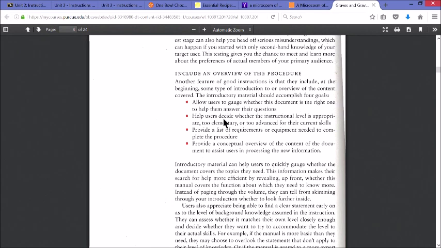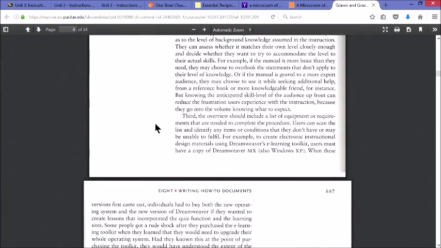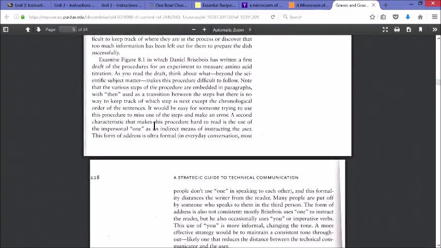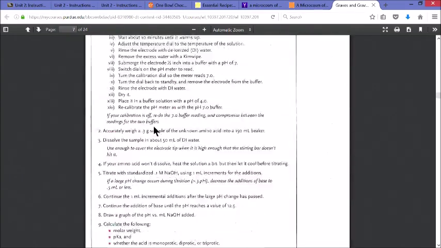The third step is subdivide processes. This is one of the most important components of instructions and procedures. Subdividing means breaking it down into not just numbered steps, but clearly labeled sections. Instead of making the whole document a long list of steps, use subheadings to group related steps. This is discussed on page 232 and 233.